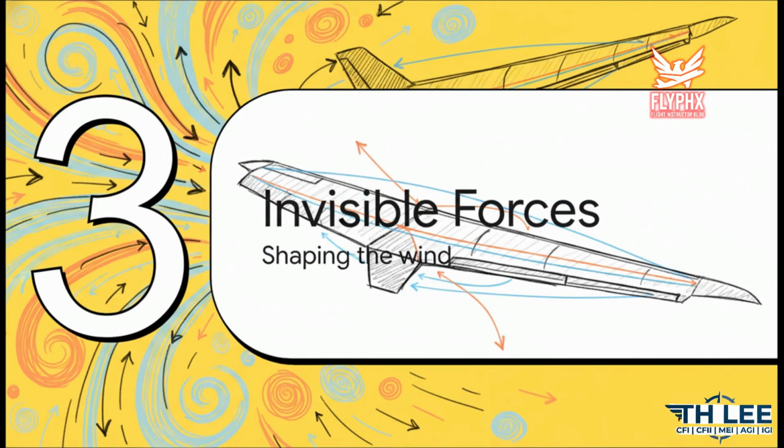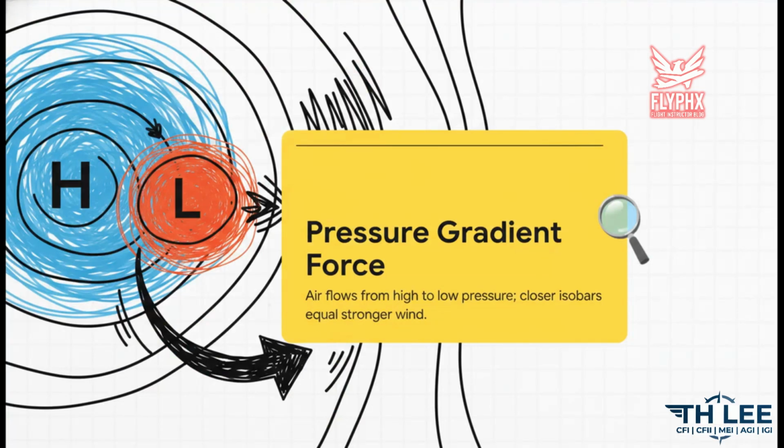Section 3. Invisible forces shaping wind. Heating might get the air moving, but other forces dictate exactly where it goes. The very first force at play is the pressure gradient force. Because of the pressure differences we were just talking about, air naturally wants to flow away from areas of high pressure and into areas of low pressure. If you're looking at a weather chart, this force acts perpendicular to the isobars. Those are the lines connecting areas of equal pressure.